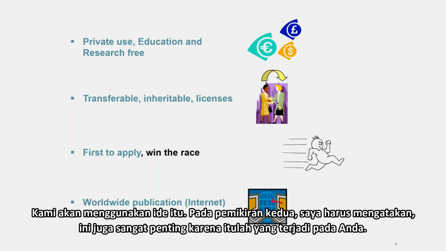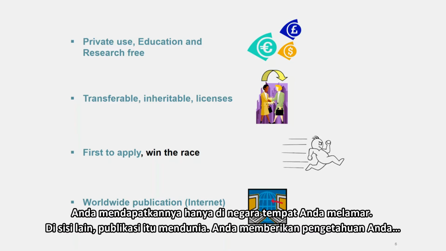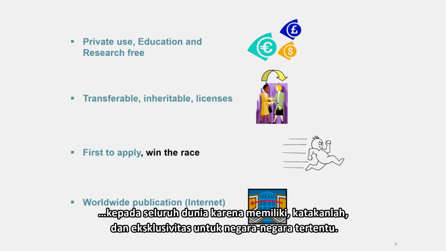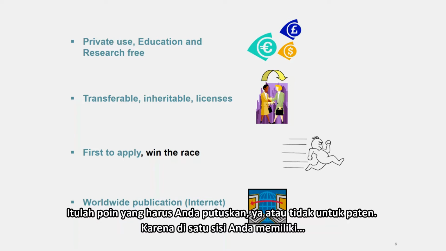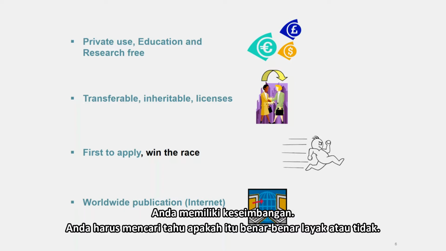On the second thought, I have to say it is also very important because that is what happened to you. Remember, we said a patent right is a territorial right. You have it just in the country where you applied. On the other side, the publication is worldwide. So you give away your knowledge to the whole world for having an exclusivity in certain countries. So that is the point you have to decide about, yes or no for patents, because on the one side you have a territorial right, on the other side giving away the knowledge internationally. So you have a balance. You have to find out if it is worthy or not.